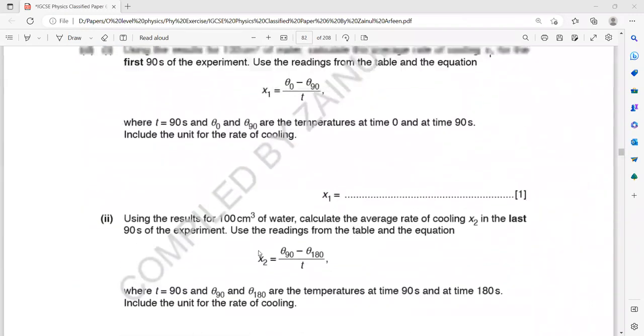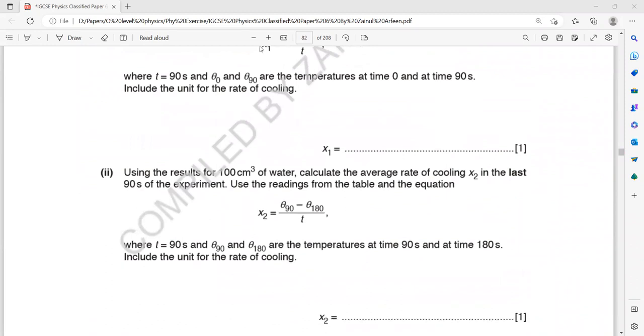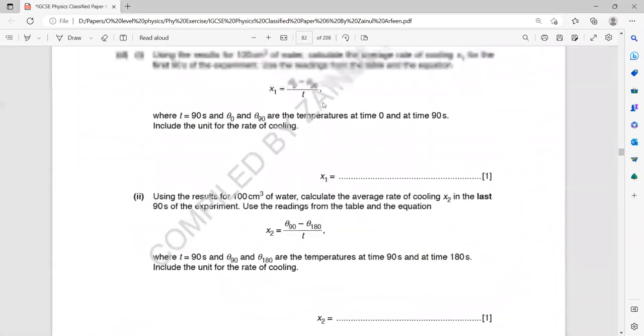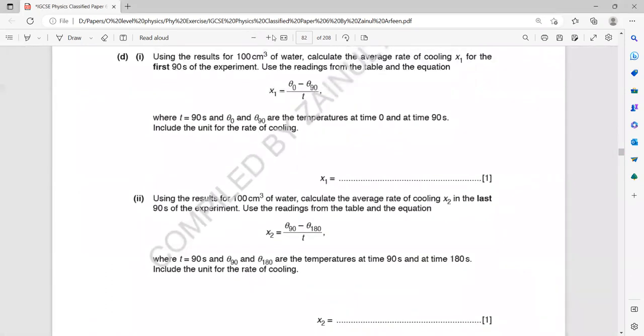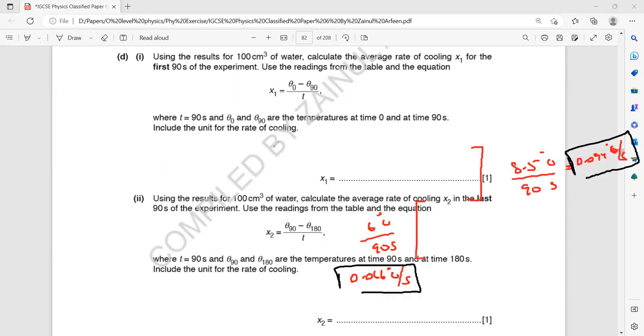So here you just have to mention the rate of cooling. Temperature at 0 and 90, when you take the difference of that, it was what we just did now. The temperature change was 8.5 and this was 90, so we got 0.094 degrees Celsius per second. And this temperature change was 6 and the time interval is 90, so we got 0.066.